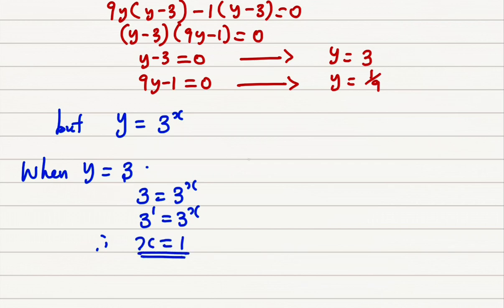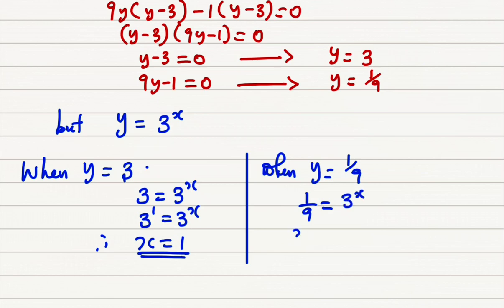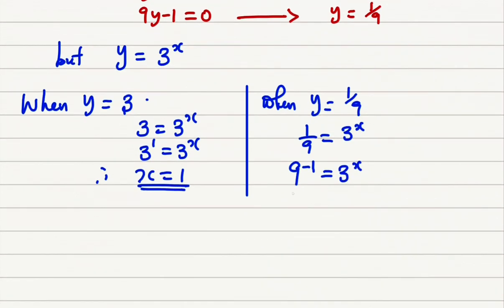Okay, good. So the next one, when y is equal to 1 over 9, I'm going to have 1 over 9 is equal to 3 raised to power x. Now this is 9 raised to power minus 1 is equal to 3 raised to power x, using indices. Then I'm going to have 3 raised to power minus 2 is equal to 3 raised to power x. So x in our conclusion is equal to minus 2.